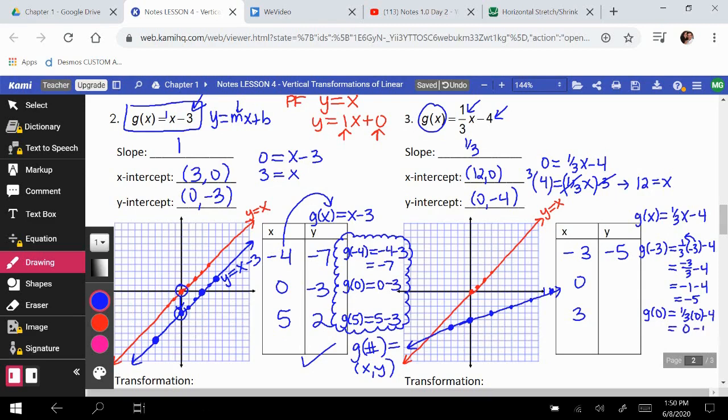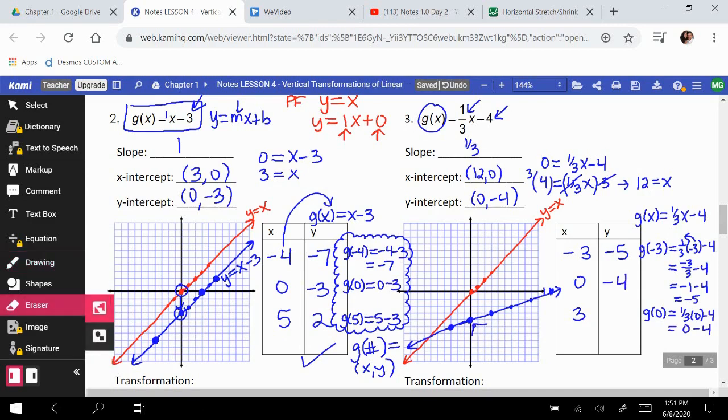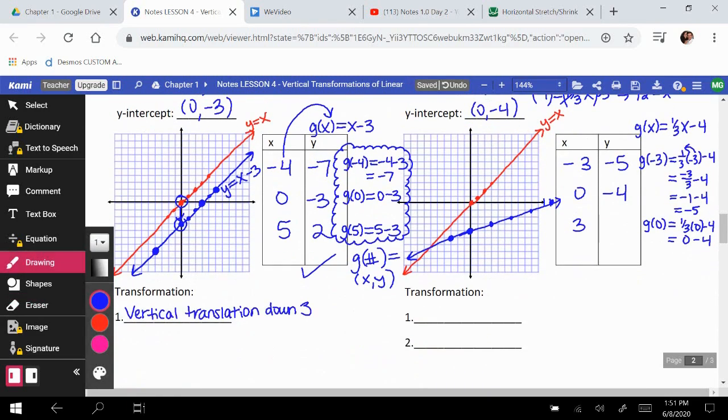That would be 0 minus 4, or -4. And we do have a point at (0, -4). That looks good. Okay. And then finally, if I plug in 3, what's g of 3?